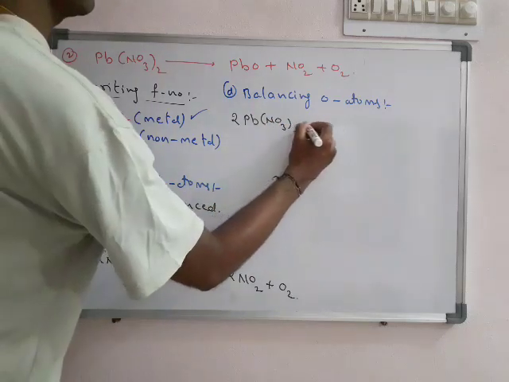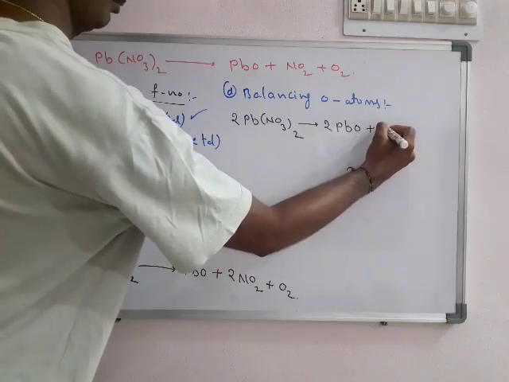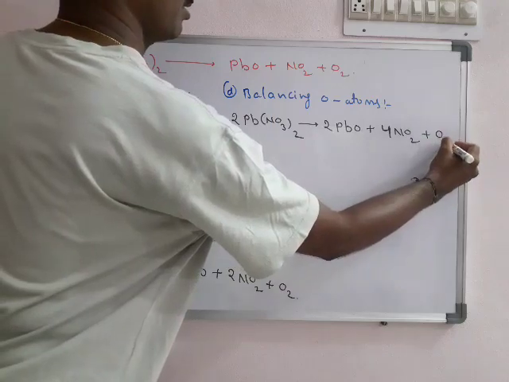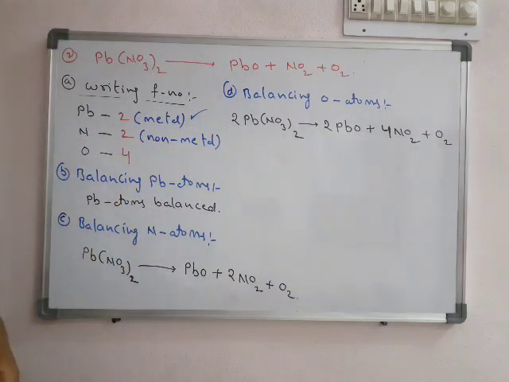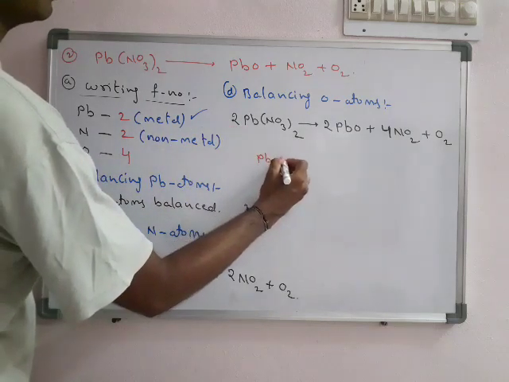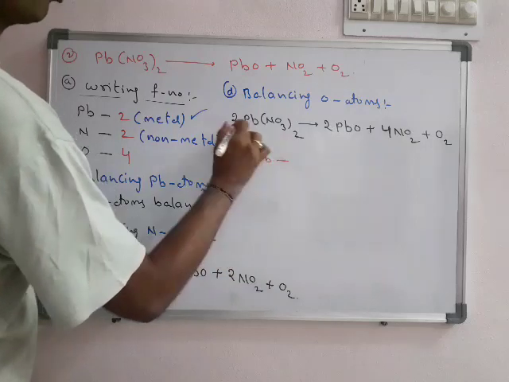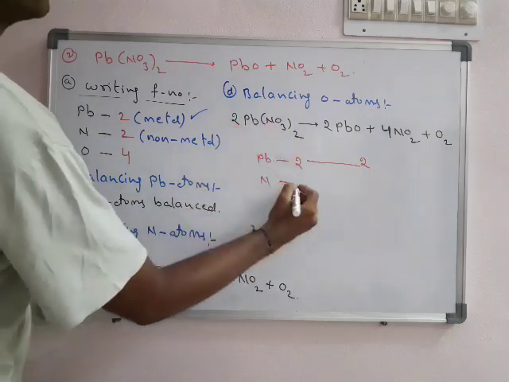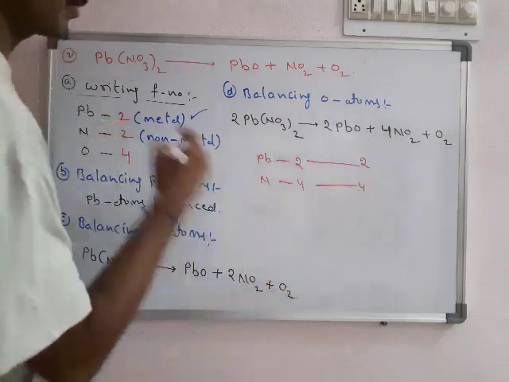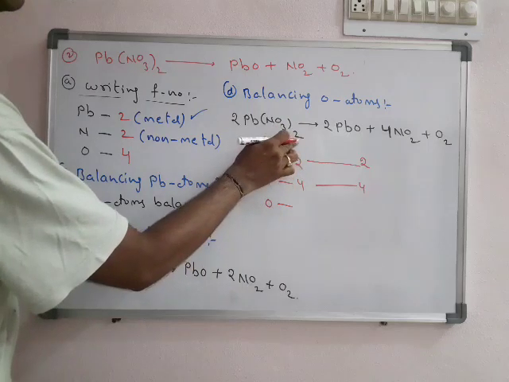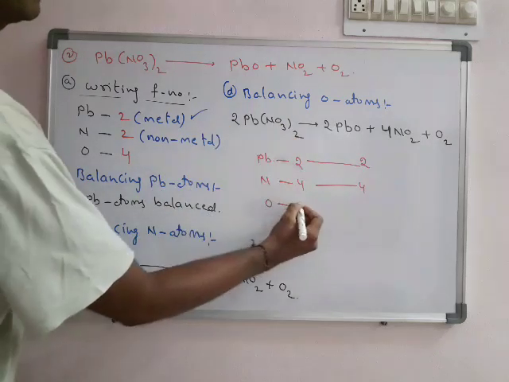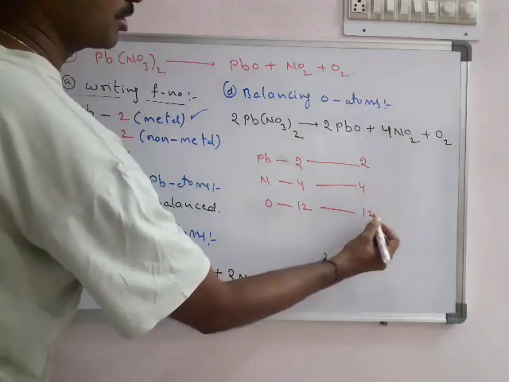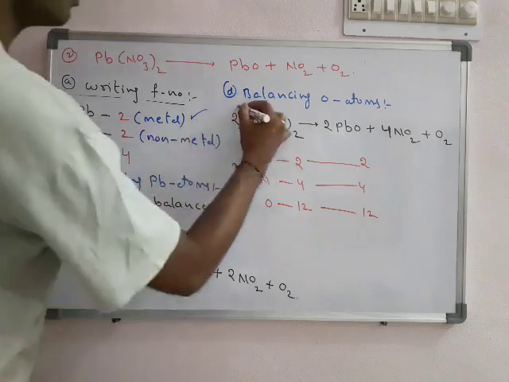2 lead nitrate: only 2 is there, by multiplying with 2 it becomes 4. Just leave that. Now check whether the total equation is balanced or not. How many lead are there? Left side, lead 2. Here also 2. Next, the nitrogens: 2 into 2, so 4 nitrogens. Here also 4 nitrogens. Next, the remaining oxygen: 3 to 6, and 2 compounds are there, 12. Here 2, 4 to 8, 9, 10, 11, 12. So on both sides, all atoms are balanced. So this is the balanced equation.